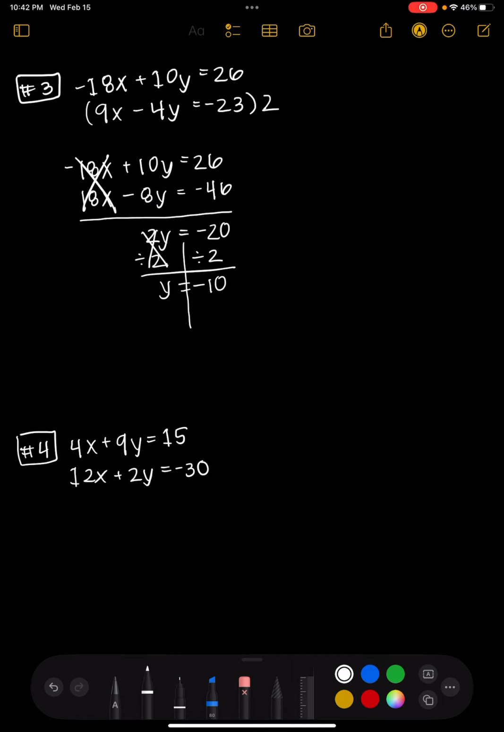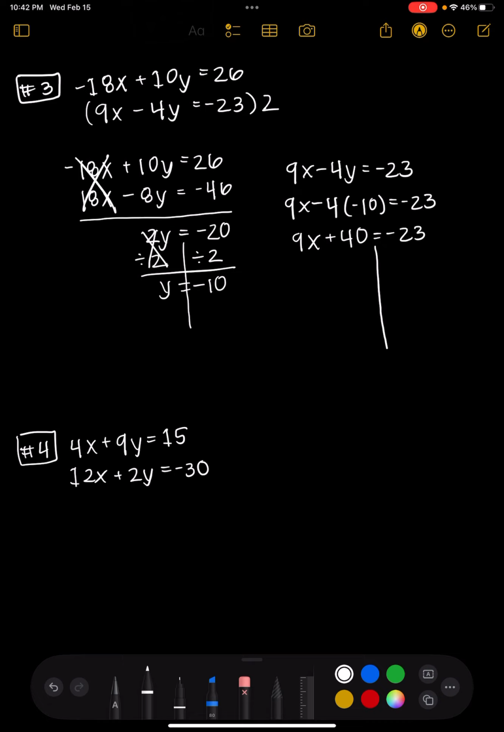To solve for x, remember, because we need x, we're going to take one of the equations. This time, let's use the bottom one. So 9x minus 4y is equal to negative 23. I used the original equation, but potentially could use the equation multiplied by 2. Doesn't really matter. And I'm going to replace the y with negative 10. So I'm going to say 9x minus 4, but instead of y, I'm going to say negative 10 equals negative 23. Then I'm going to simplify by multiplying the negative 4 and the negative 10. So I get 9x. Negative 4 times negative 10 is a positive 40 because the negatives cancel out.